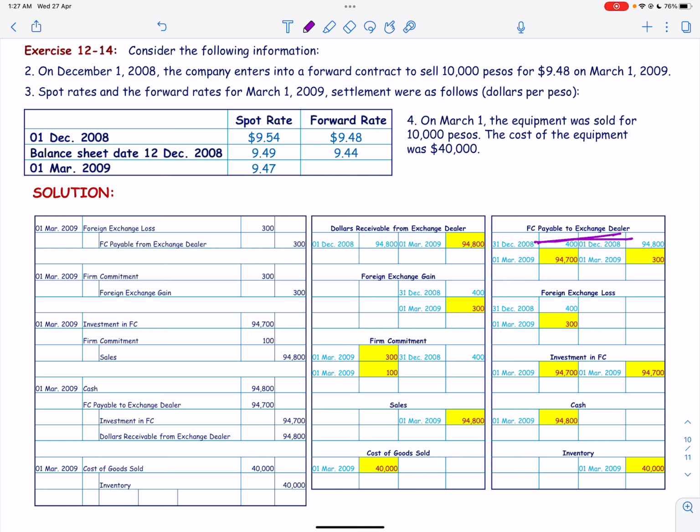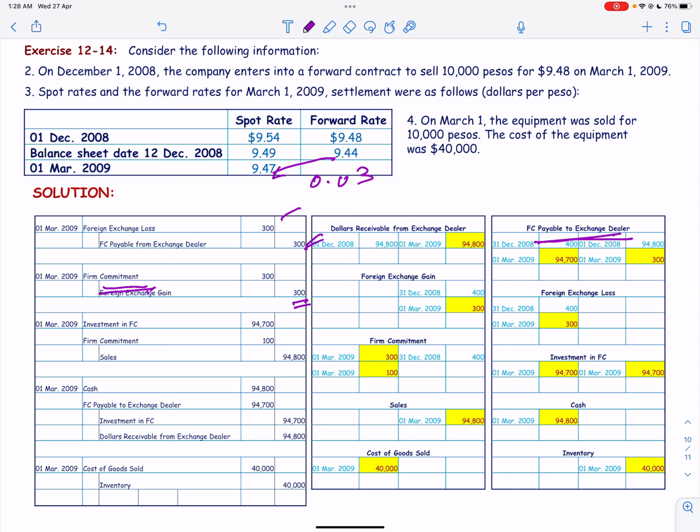You see, 9.44 before and now it is 9.47, so there is a loss of 0.03, and the US firm has a loss of say 300 now, and the journal entry will be debit foreign exchange loss and foreign currency payable to exchange dealer will be credited. Also, since this is a fair value hedge, it is an effective hedge, and there is a gain on the item being hedged which is not recorded yet on the books. So firm commitment, a liability, will be debited, reducing it by 300, and foreign exchange gain will be credited by an equal amount.